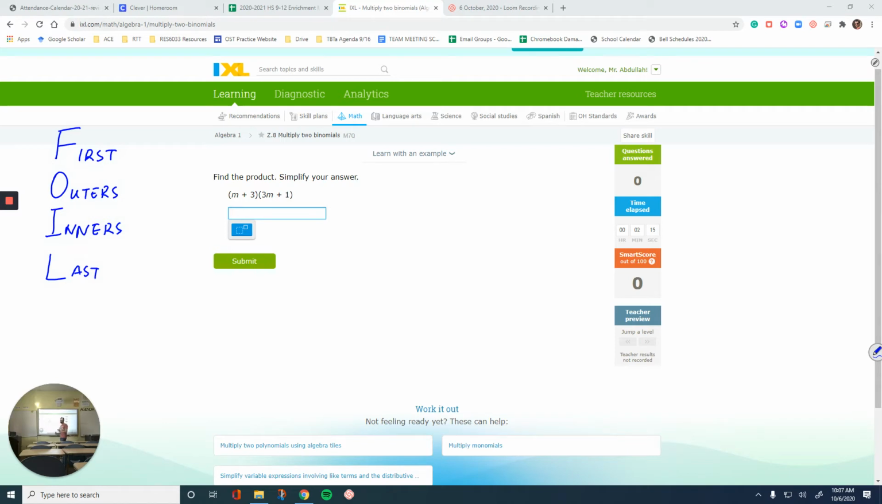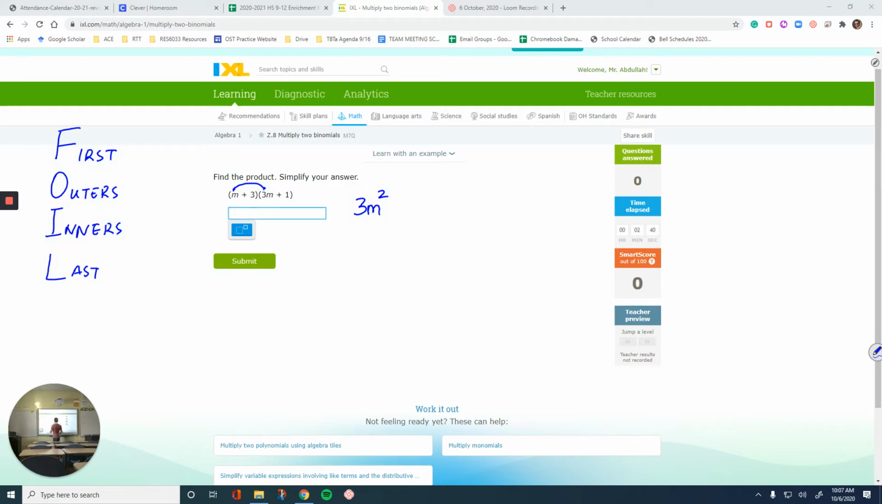Multiply the first terms. The first term in the first binomial is m. The first of the second binomial is 3m. So I'll multiply these two. M times 3m equals 3m squared. When you multiply a variable by itself, you got to raise that power. And then multiply the outers.